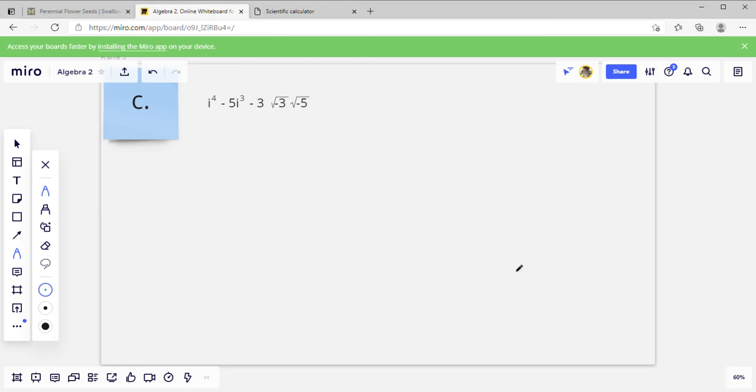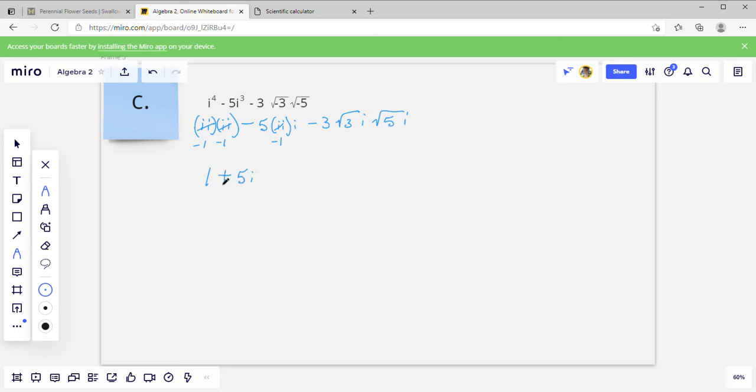Alright, i to the 4th, that means 1, 2, and another 1, 2, 5. Alright, so to the 3rd, we're going to have 1, 2, and 1, minus 3 times the square root of 3i times the square root of 5i. Alright, that would be negative 1. That would be negative 1. Negative 1 times negative 1 is positive 1. So that would just be 1 minus, that would be negative 1. So that would be positive 5i.